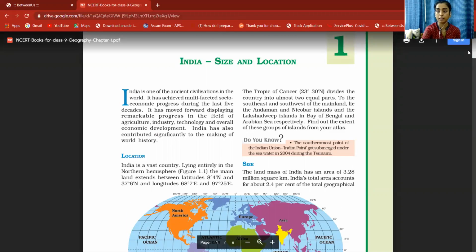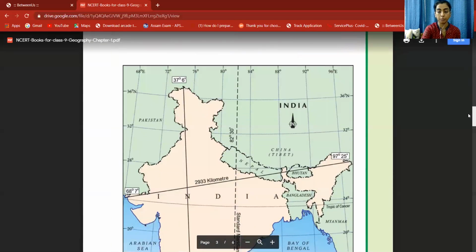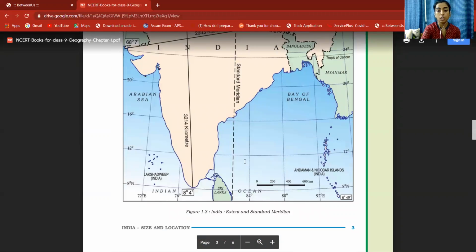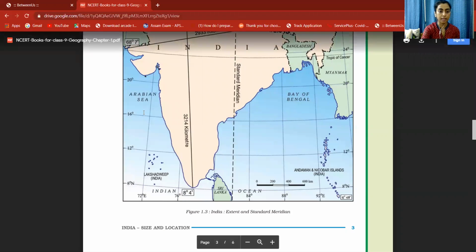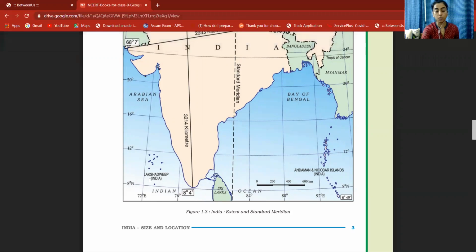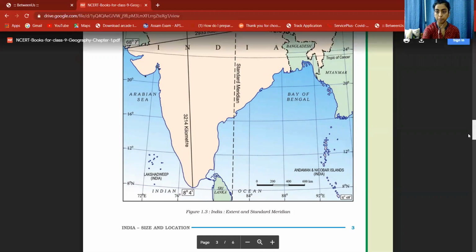Now let's go down to the map again in the book that we have. Can you see here? To the southeast, we have Bay of Bengal, and to the southwest, we have Arabian Sea. Now, which island falls in Bay of Bengal? It is the Andaman and Nicobar, which is in the Bay of Bengal. And on the other hand, in the Arabian Sea, we have the Lakshadweep. All right.